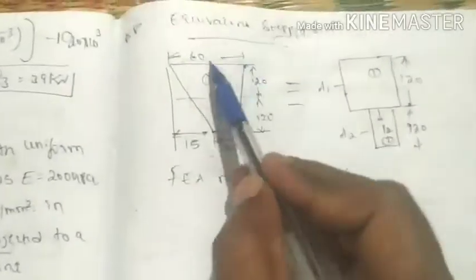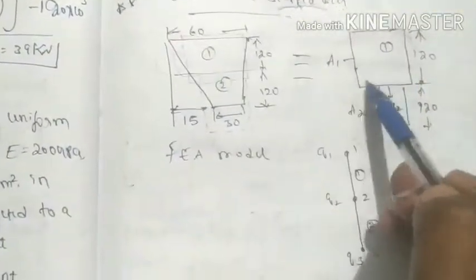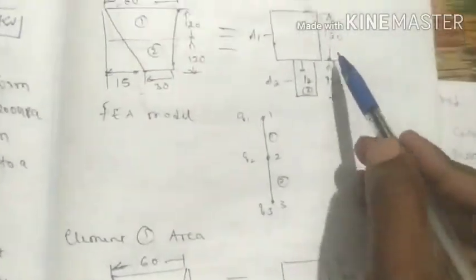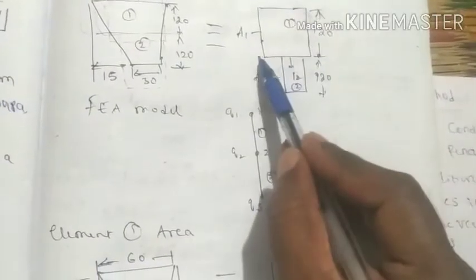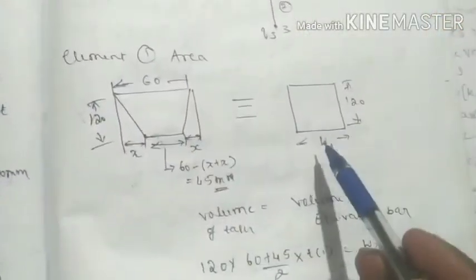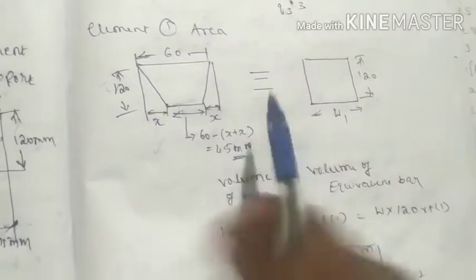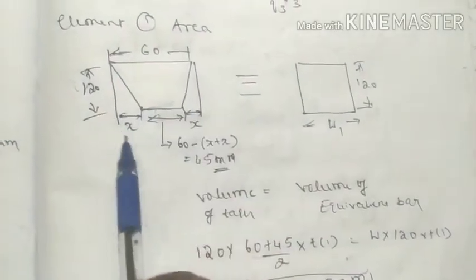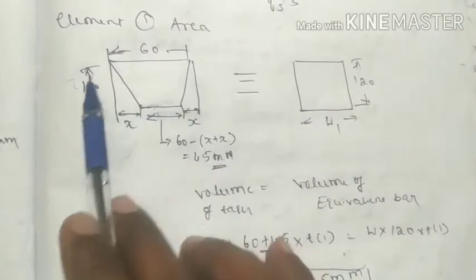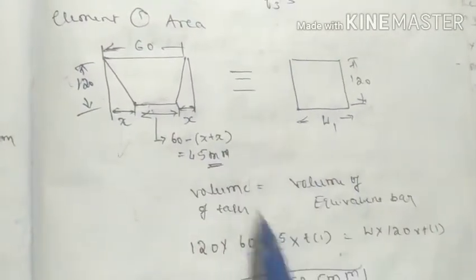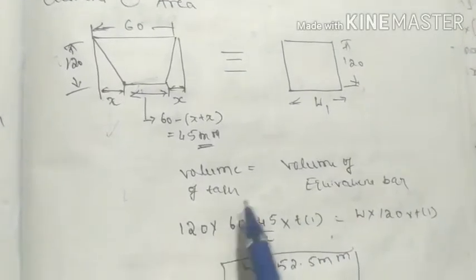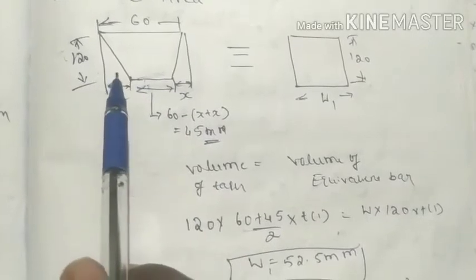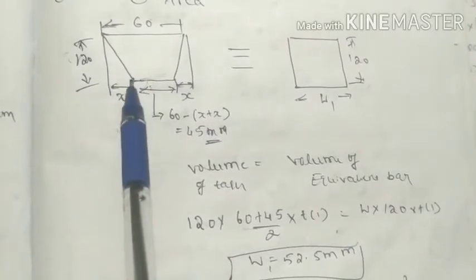So this taper bar is equivalent to this rectangle. Therefore we need to find the mean width of this rectangle, since I know the height. So that width we need to calculate. According to the geometry principle, assume that the volume of this taper is equal to the volume of this equivalent rectangular bar. The volume of this bar is length into width into thickness.